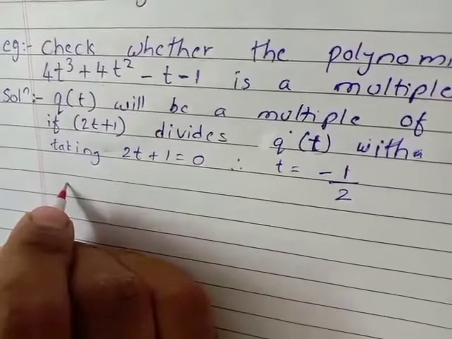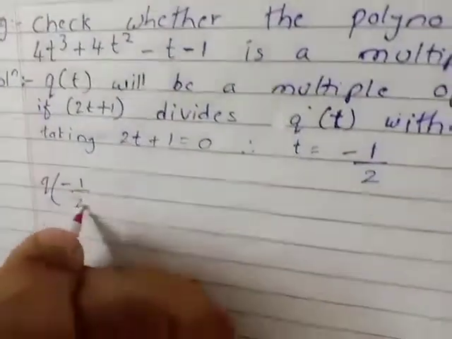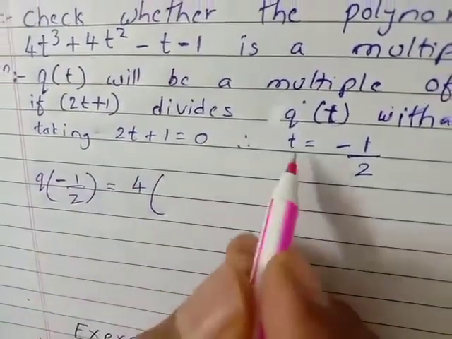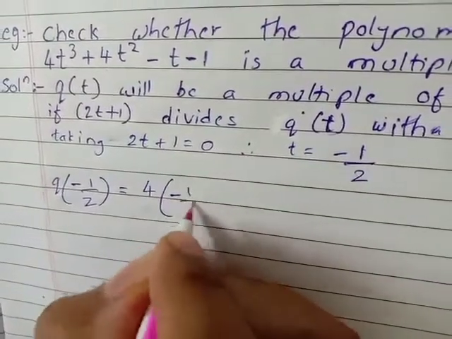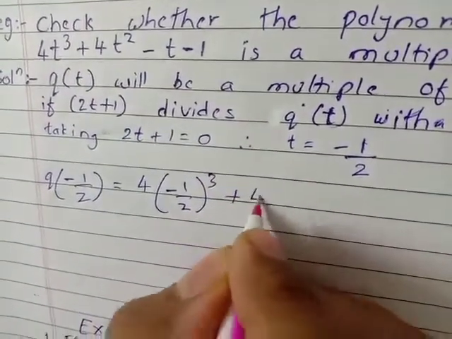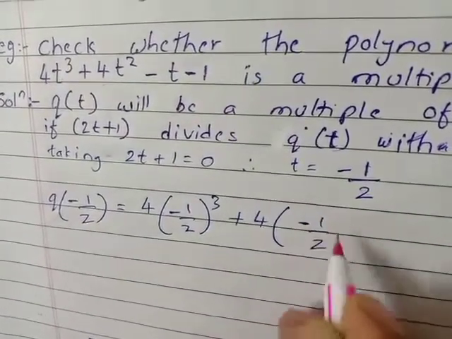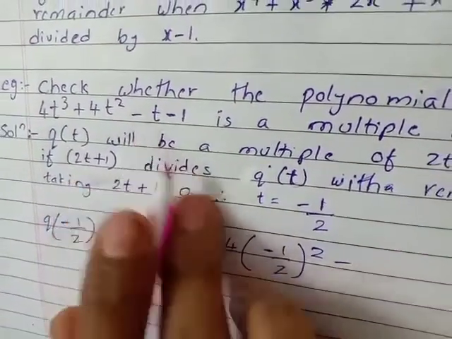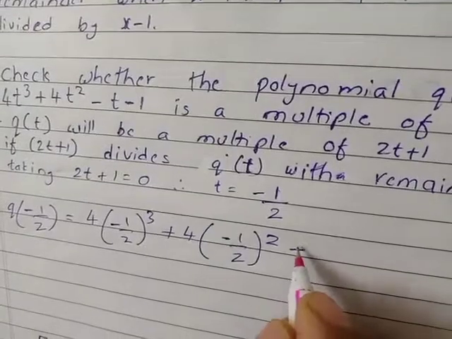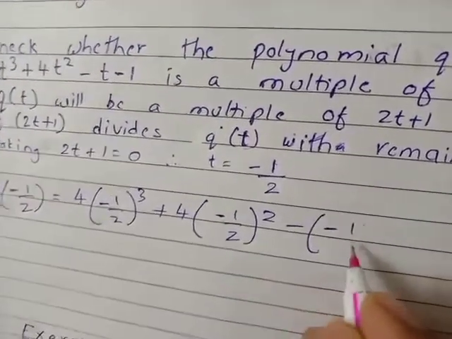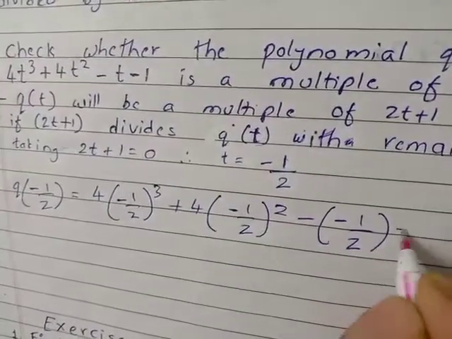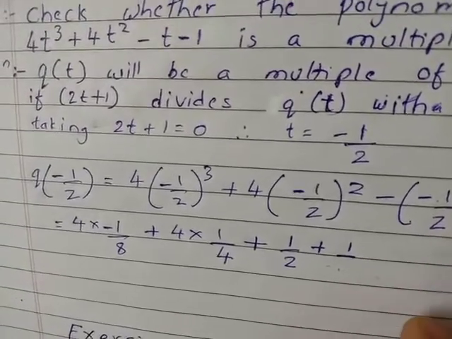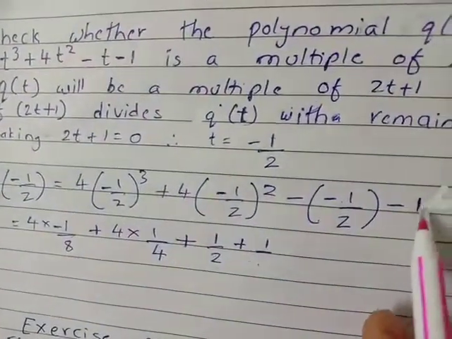Now how will we write? q of minus 1 by 2 equal to 4. Here in place of t we have to put minus 1 by 2. So it will be 4 times minus 1 by 2 cubed plus 4 times minus 1 by 2 squared. This is minus and this is minus, so it will become plus. We will solve it in the next step. Let it remain as it is. Minus 1, we will solve this in the next step, and this minus 1 will remain as it is.